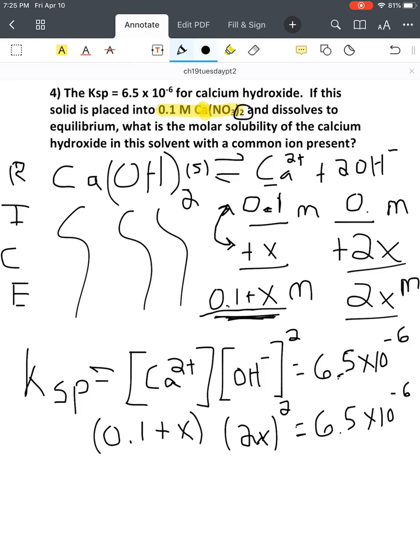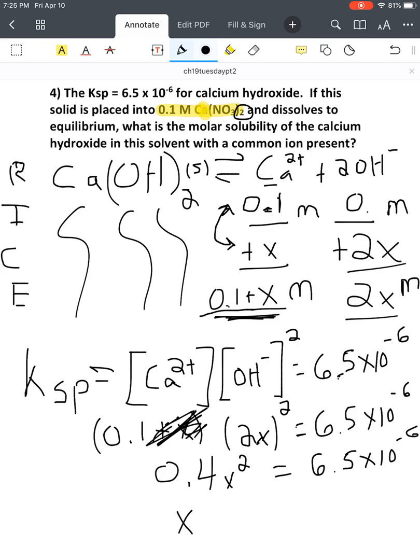None of that's changed. I mean, it's very familiar to what we've seen so far, isn't it? Okay? So what I think we'd be able to do here is probably make an assumption that 0.1 is very big compared to this x. And if we did so, we just kind of get rid of that x term. Then we would have what? 4x squared multiplied times 0.1. I think that would be what? 0.4x squared equals 6.5 times 10 to the minus 6.